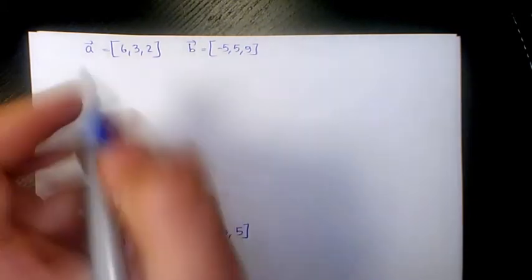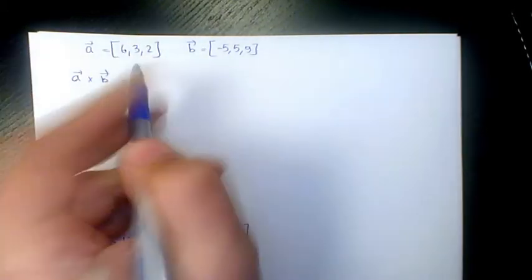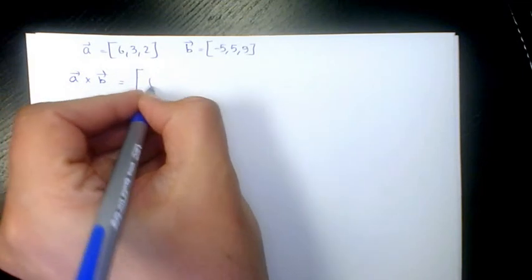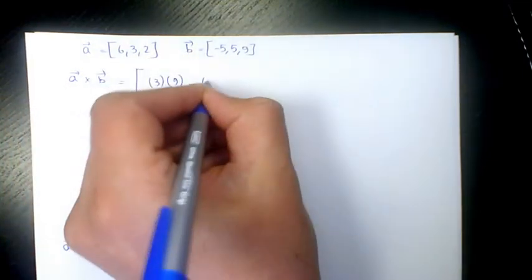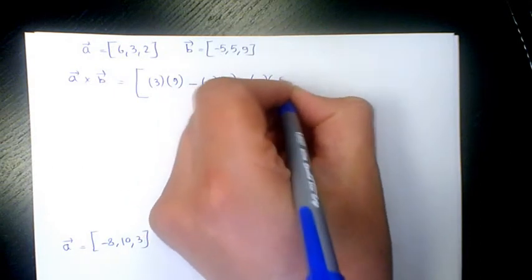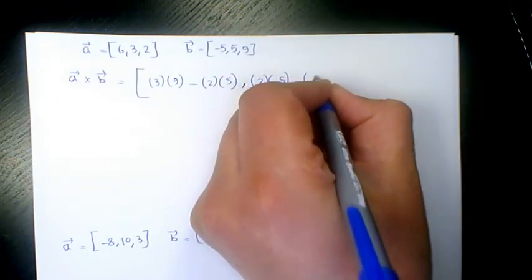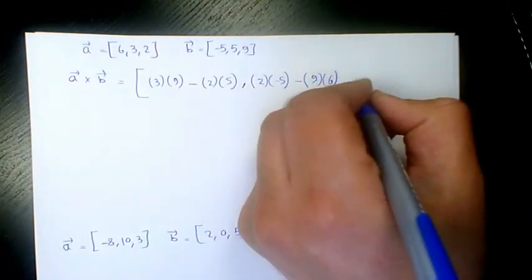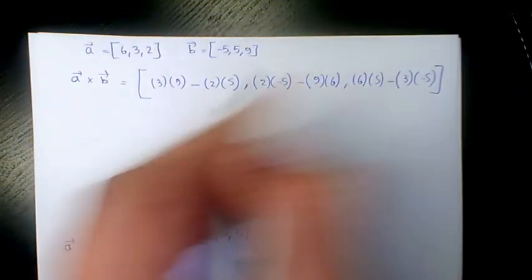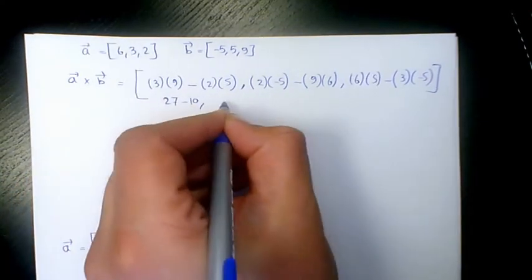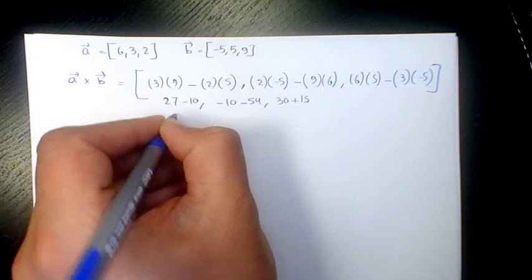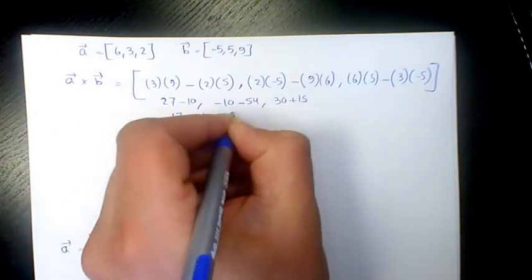So in this example, again, we need to do the same thing, the cross product of A and B: 6, 3, 2, and negative 5, 5, and 9. So we will have A2B3 minus A3B2, A3B1 minus B3A1, then we have A1B2 minus A2B1. So we have 27 minus 10, negative 10 minus 54, 30 plus 15. So that will be 17, negative 64, 45.